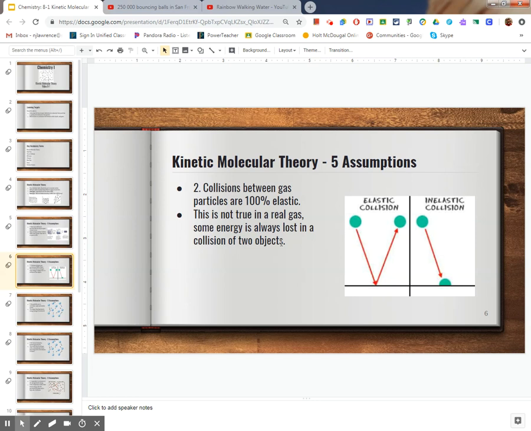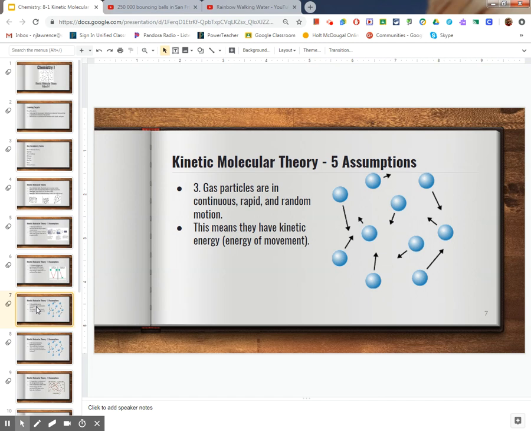Think about if you drop a bouncy ball versus if you drop a bowling ball. A bowling ball will bounce once or twice and then stop. A bouncy ball can bounce at least 10 to 15 times before it stops. And that's the difference between an elastic collision and an inelastic collision. But we believe in the KMT that gas particles will bounce on forever. Third is that gas particles are in continuous, rapid, and random motion. This is the idea of kinetic energy, or the movement energy. So we believe that right now, around our face, all the time, these gas particles are bouncing off each other, they're bouncing off the walls, they're bouncing off your glasses, and they're happening rapid and randomly, and they're not stopping.